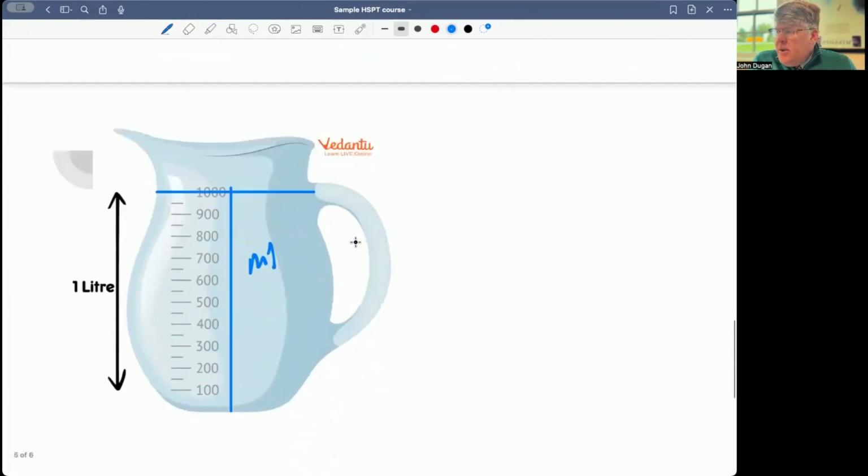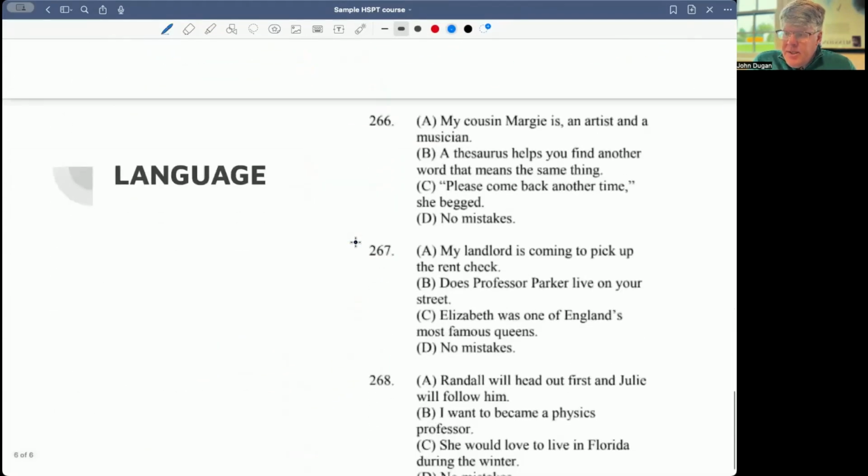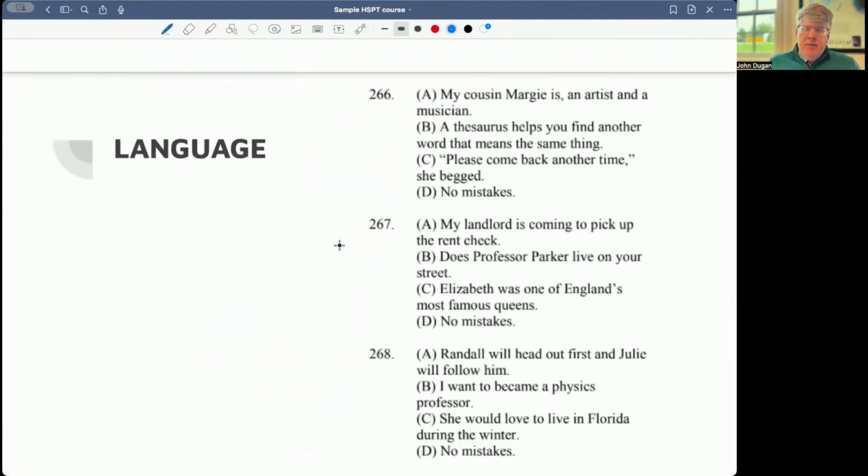And then I just wanted to show you a little bit about the language section. This section, for some reason, gives students trouble. To me, the language section is not too hard, as long as you essentially, it should be called the grammar section. You're looking for grammatical mistakes, right? So you want to read each sentence with a critical eye, looking for a grammatical mistake.